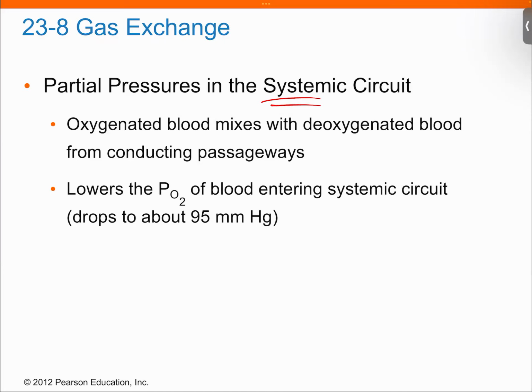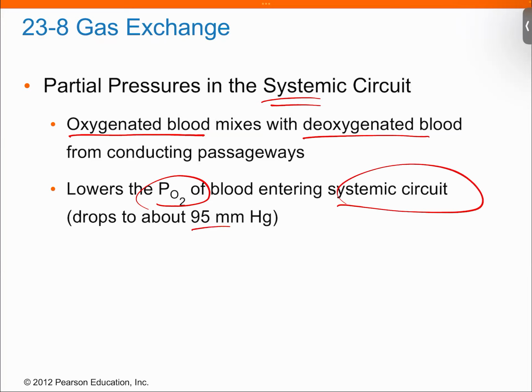So as a result, what you have is this mixture of oxygenated with deoxygenated blood from these different conducting passageways as they're passing through. Because of that, it actually lowers the partial pressure of oxygen as it enters into the systemic circuit because of this mixture. So it's not quite at 100, it's actually coming in more like around 95, right?